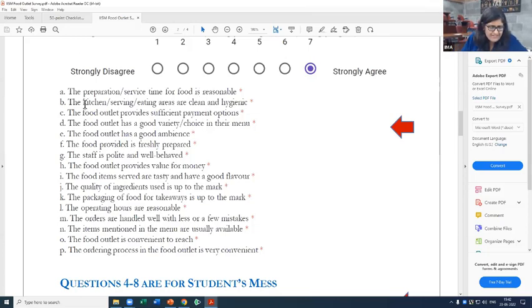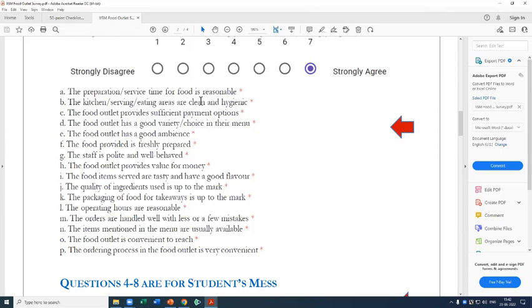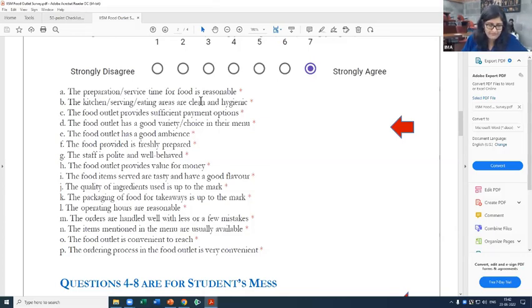Also, "the kitchen and serving and eating areas are clean and hygienic." You never see a kitchen area. So you're now asking me a question that I cannot answer because I don't go to the kitchen area to see where my food is being prepared. "The food outlet provides sufficient payment options." I only need 1 or 2 options. In fact, if you give me more options, I'll be confused. So instead of asking that, you could ask what are the payment options that you prefer and if they are available or not.